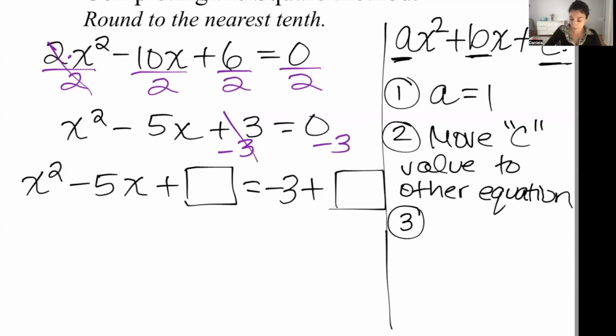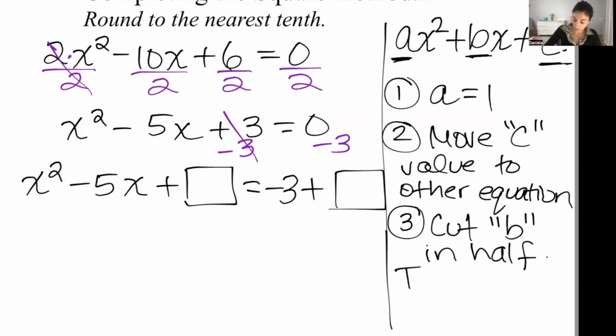So what you're going to have to memorize is you're going to cut B in half, right? So the B value. And then you're going to square it, okay? So that is going to produce a very special scenario. But before we do that, right? The B value is negative 5.